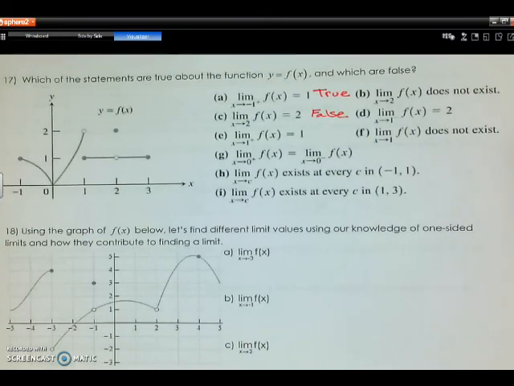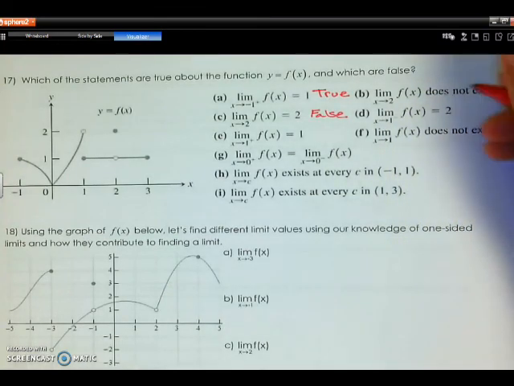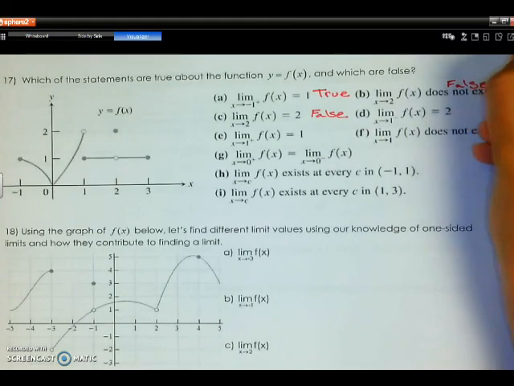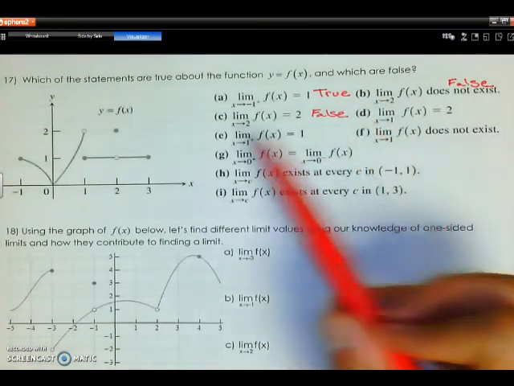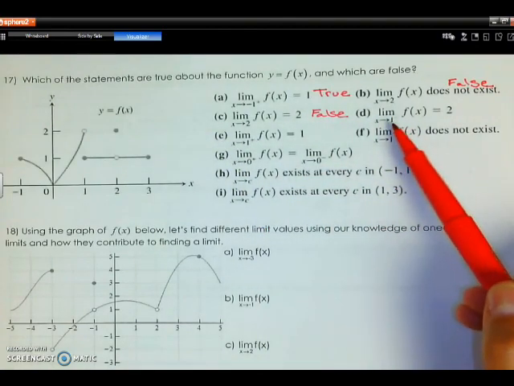And then we've got, let's see, oh, well, I guess that kind of answers this too. Here, the limit as x approaches 2. We already just said that the limit was 1, so it does exist. So this is also false up here. Okay? All right, D, E, and F are all talking about the limit as x approaches 1.